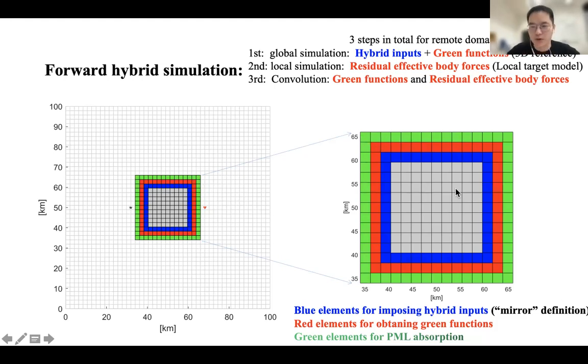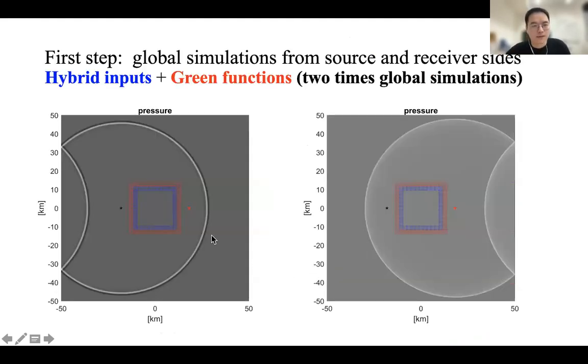Here is an example of the calculations. When we do the two global simulations, the left one is used from the source side. We record the traction and displacement in the blue elements. And then we do the global simulation from the receiver side and record the displacement and the traction in the red part. It's also called Green functions.